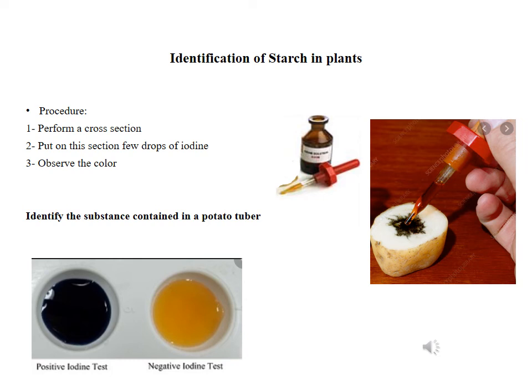They did a cross-section or a transverse section of the potato and they added a few drops of iodine solution. If the color changes into dark blue, then the test is positive. This means that there is starch. However, if the color remains the same, orange to brown, this means that starch is absent. Please observe the picture and try to identify the substance contained in a potato tuber.